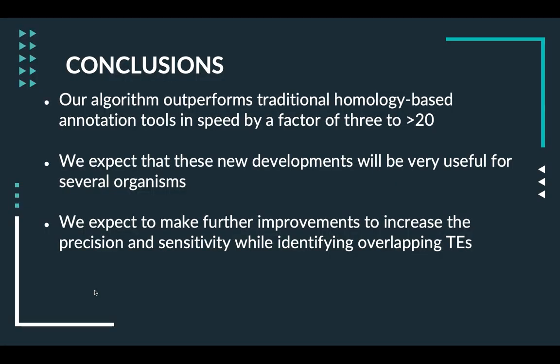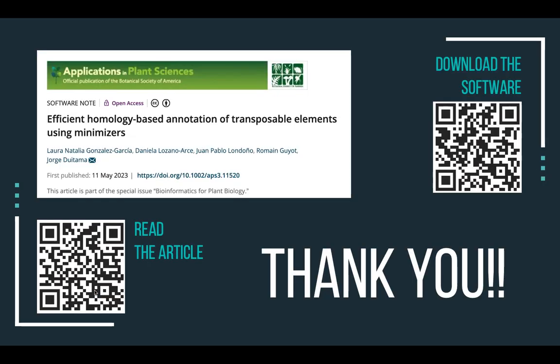So, in conclusion, our algorithm outperforms traditional homology-based annotation tools in speed by a factor of 3 to more than 20 times. We expect that these new developments will be very useful for several organisms in studies that are assembling and annotating genomes, and we also expect to make further improvements in the software to increase precision and sensitivity while identifying overlapping elements.